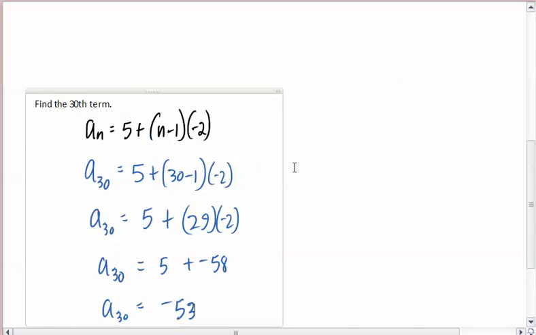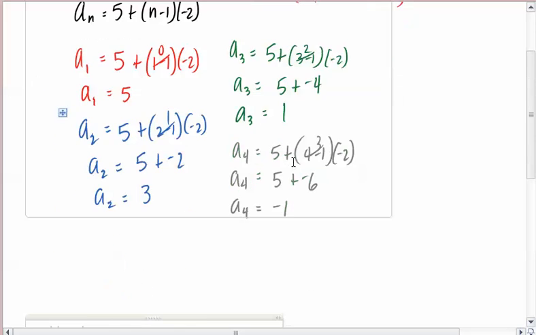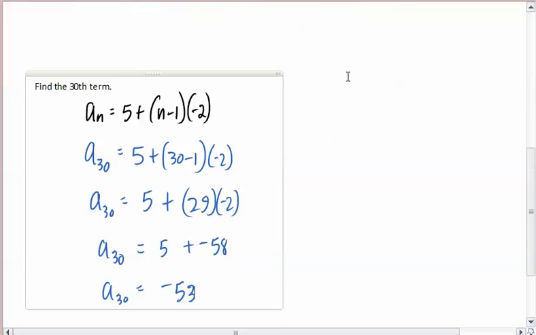Alright, so that was pretty simple. So if they're asking you for the first four, you're going to go 1 through 4. If they ask you to skip to a certain one, you put that number in for the n.